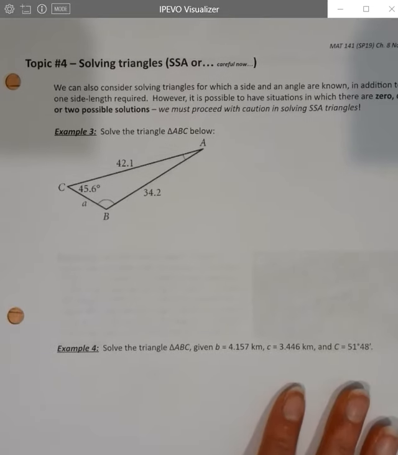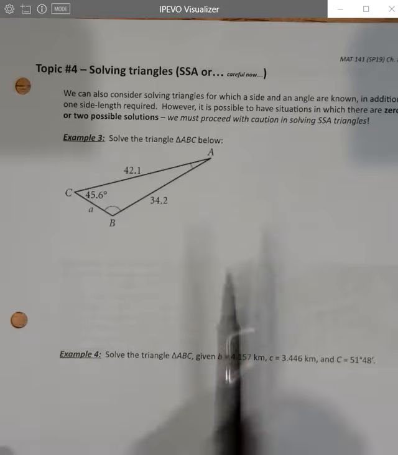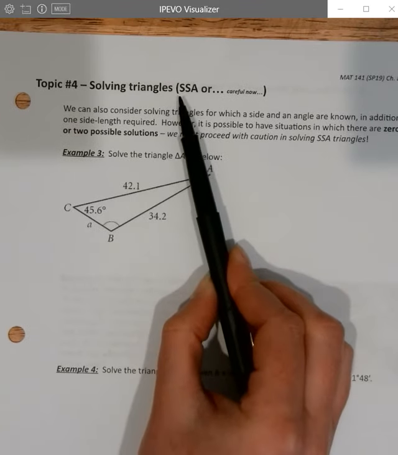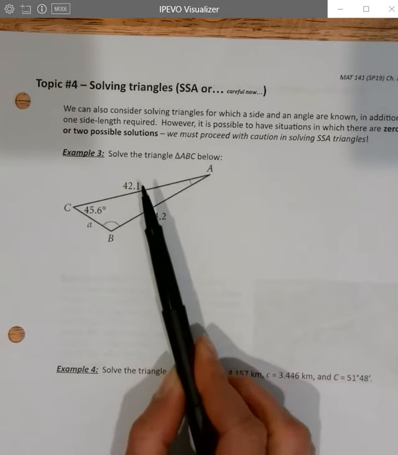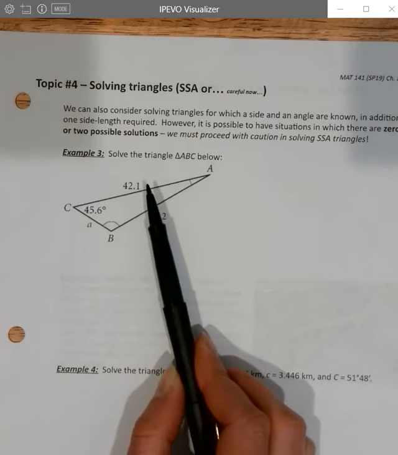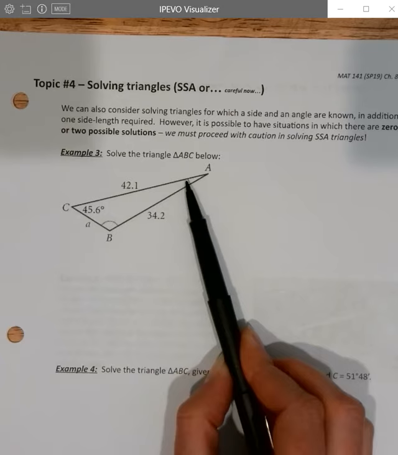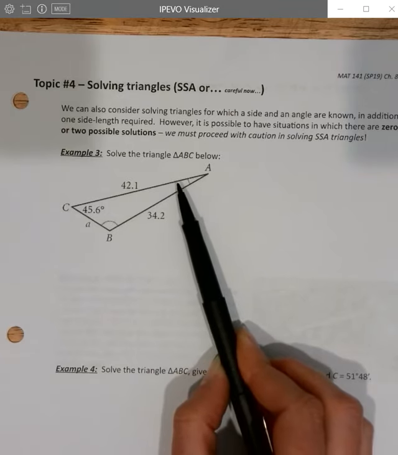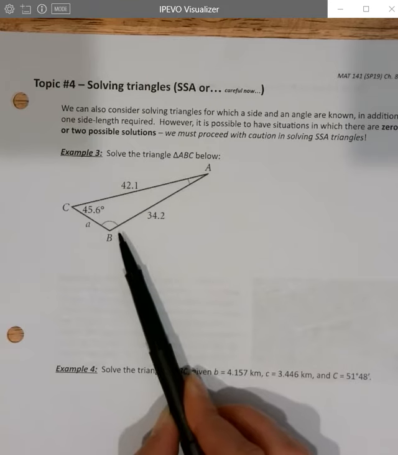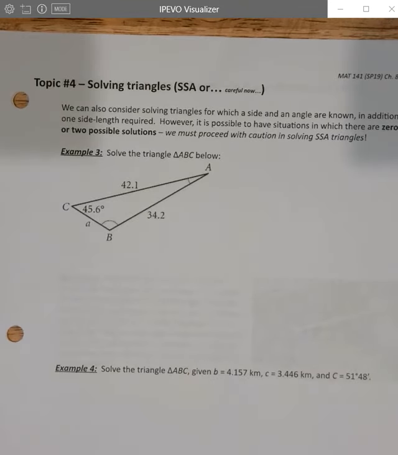Okay, now we're going to check out some other triangles that we can solve here. So this time now we have two sides and an angle. Okay, so if I know two sides and an angle, I can't use subtraction to find the other angle, but I can use the law of sines to find the missing angle. I do need to be careful with this though. Let's read the note here above.